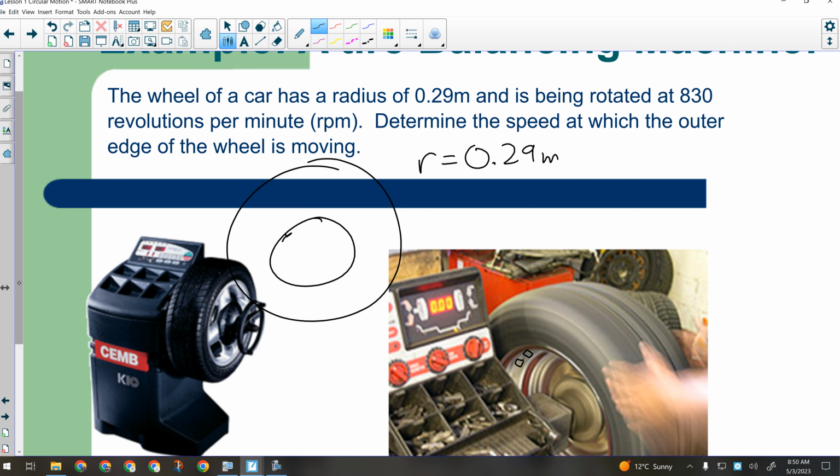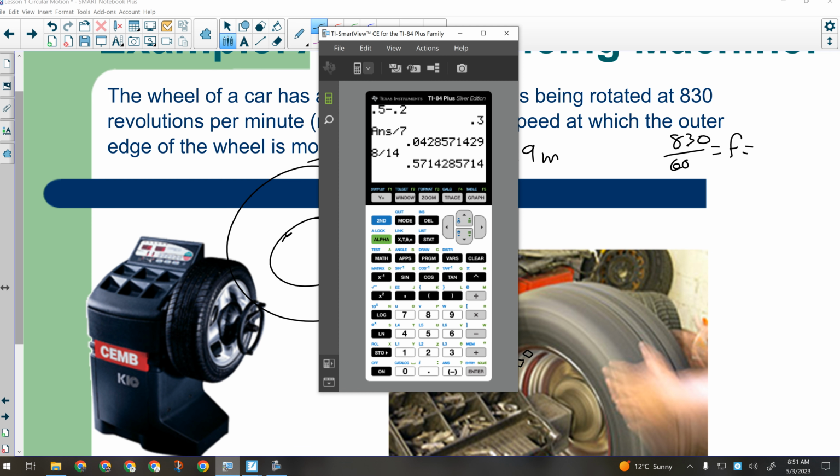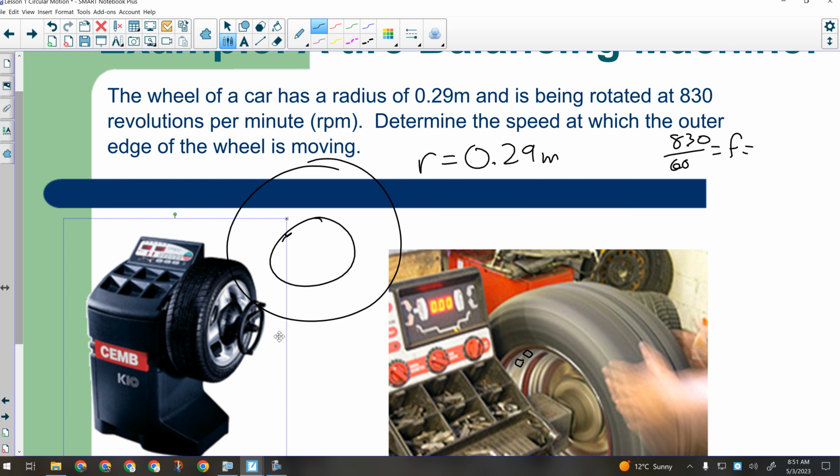Now, we don't want it in minutes. Nobody measures anything in minutes. So how do we get this into revolutions per second? Divide by 60, because it'll rotate fewer times in a second than it does in a minute, right? So we'll take that 830 and divide it by 60, and that'll get us the frequency in cycles per second, which is probably what we want. Otherwise, we're going to get a speed in meters per minute, which is not really something we're going to understand. All right, so 830 divided by 60 gives us 13.83 hertz, or revolutions per second.